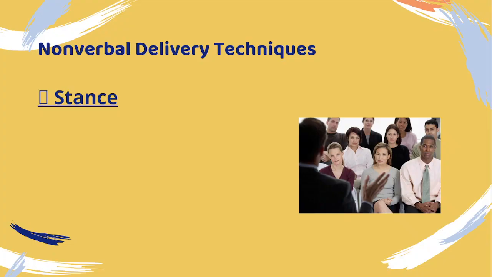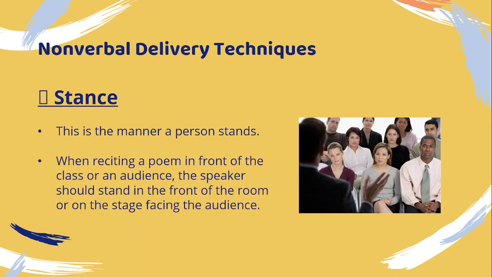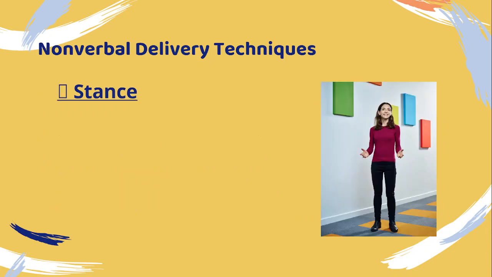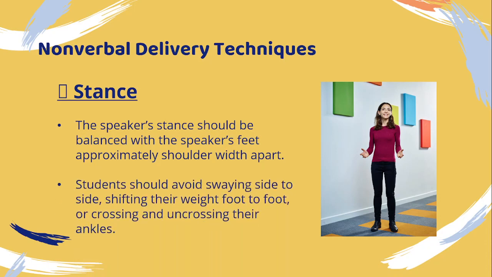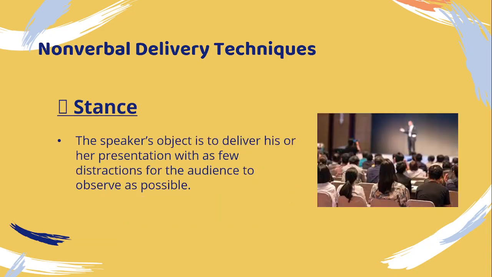Stance. This is the manner a person stands. When reciting a poem in front of the class or an audience, the speaker should stand in front of the room or on the stage facing the audience. The speaker's stance should be balanced with the speaker's feet approximately shoulder width apart. Students should avoid swaying side to side, shifting their weight foot to foot, or crossing and uncrossing their ankles. The speaker's object is to deliver his or her presentation with as few distractions for the audience to observe as possible.